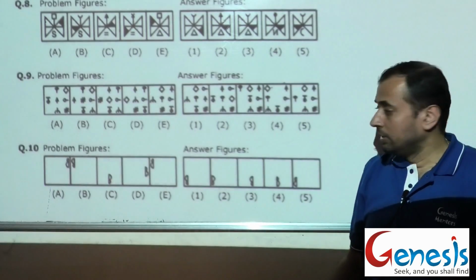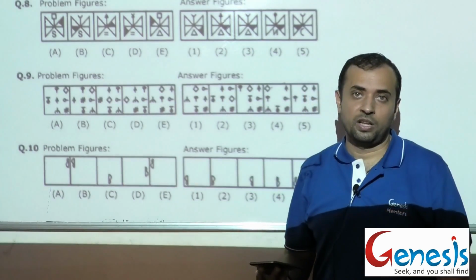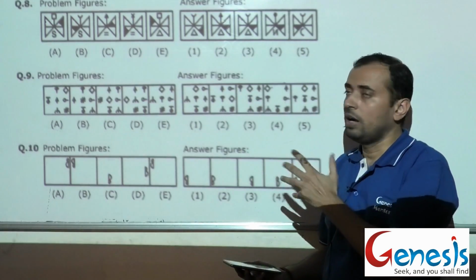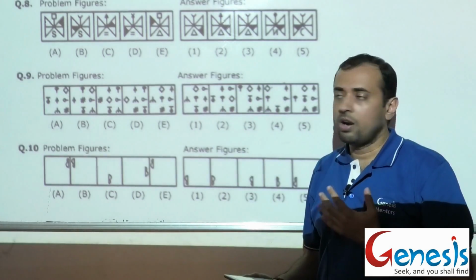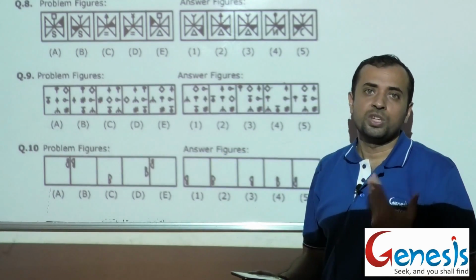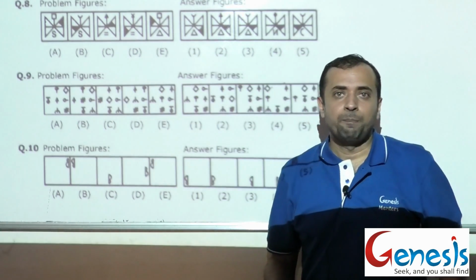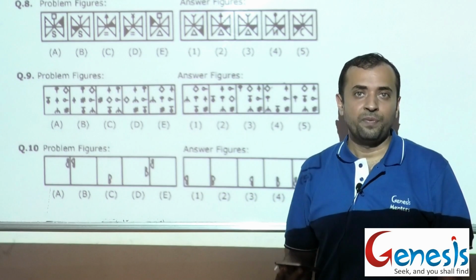So understand, a lot of things: mirror image, water image, combination of mirror image and water image. While establishing the series, we need to talk about a complete pattern, but first try to get the pattern, right? So I told you that it's not depending upon the number of objects. It depends upon what logic is being used, which will make a question tougher or easier.